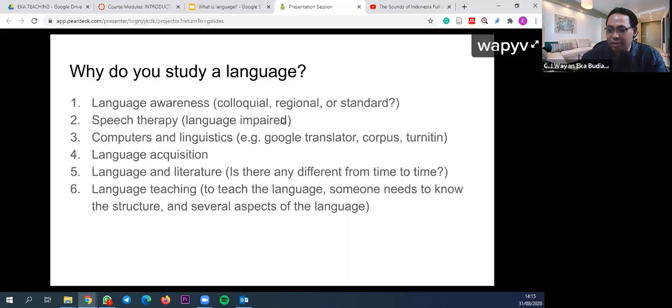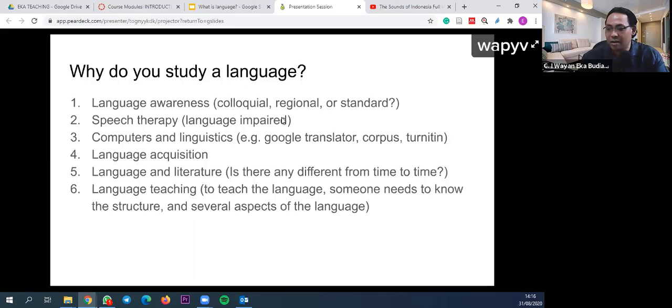Speech therapy, for example, if someone has problems with language impairment, who will they ask? Of course, those who know about the language. And who are they? Us. I mean, you are the candidates of teachers. You are also the ones who pay attention to the language. Then you will learn about the language.